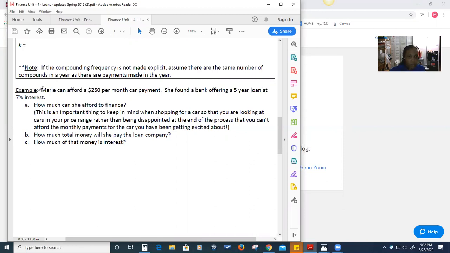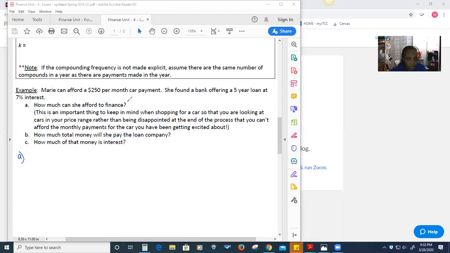All right, so we already know a few things here. We know she is buying a car, and we know that she's going to take out a loan for it. So already we know we're using the loans formula. Okay. So now the first part, part A, is asking how much can she afford to finance.